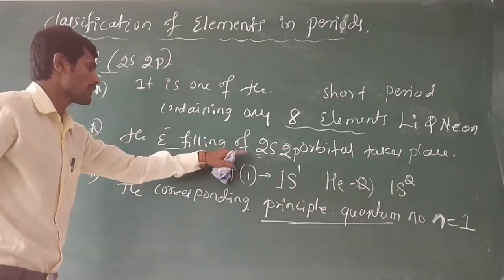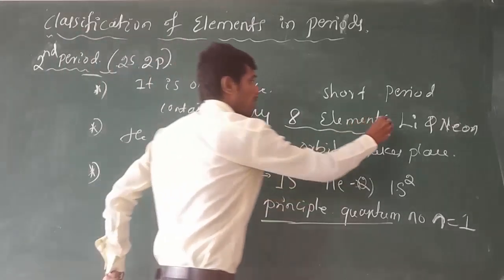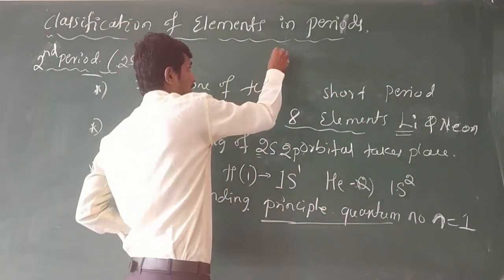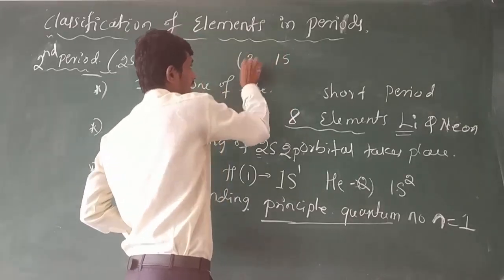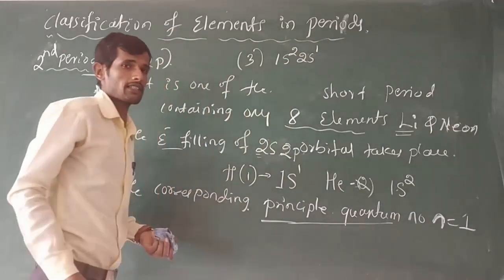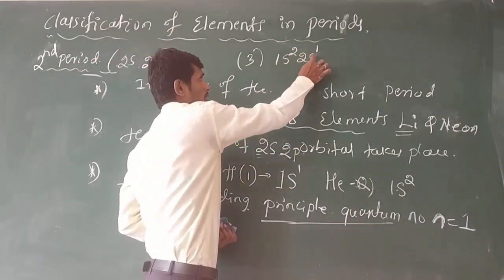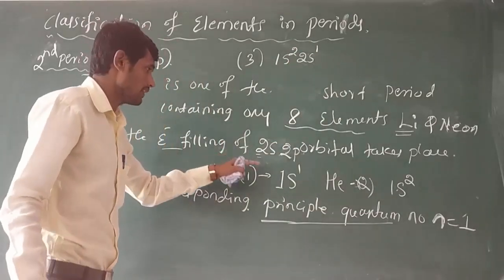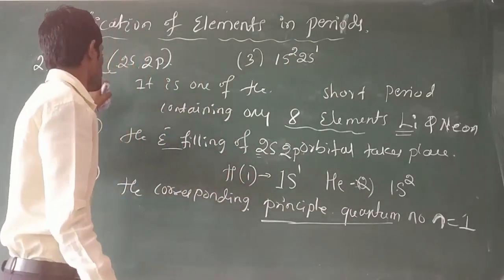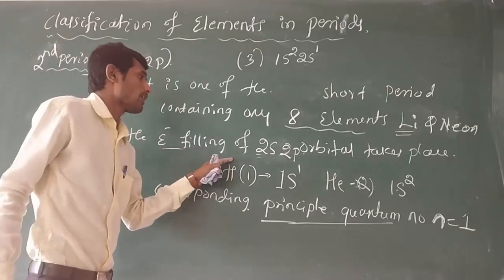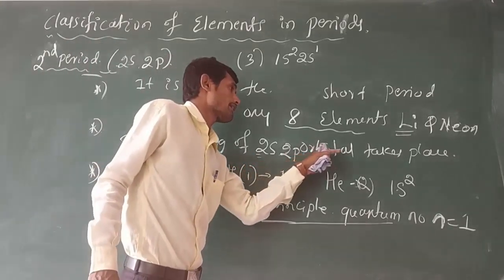How? Students, when you observe the electronic configuration of lithium, its atomic number is 3. You know, the electronic configuration is 1s2 2s1. Is it right? 1s ದಾಗ 2 electron, 2s ದಾಗ 1 electron. Total ಎಷ್ಟು electron? 3 electron. ಅದಕ್ಕಾಗಿ ಏನು ಹೇಳ್ತಾರೆ, in the second period, the electron filling of 2s and 2p orbitals takes place.